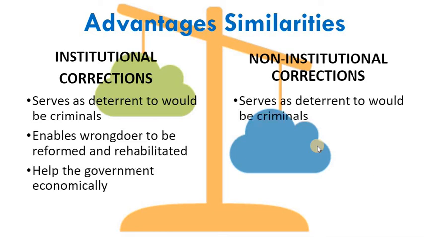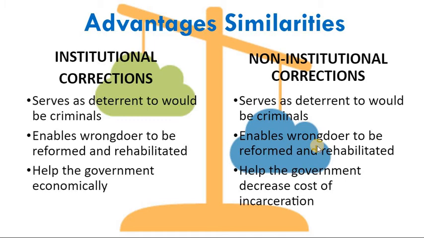So, sa institutional correction, ayan, kung makita nyo, pareho naman sila, diba? Serve as deterrent to would-be criminals. Pareho din sila dito. Serve as deterrent to would-be criminals. Next, another. Enables wrongdoer to be reformed and rehabilitated. Also, ganun din naman sa non-institutional correction. Kaya nga correction din siya. It enables the wrongdoer to be reformed and rehabilitated.